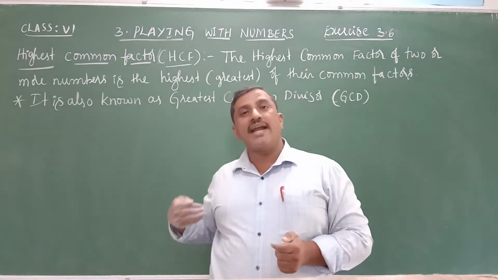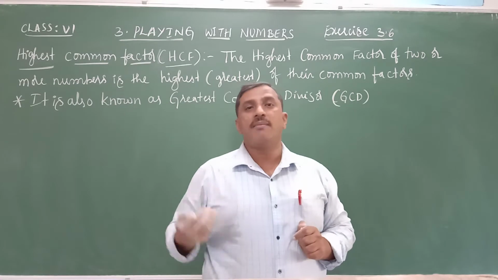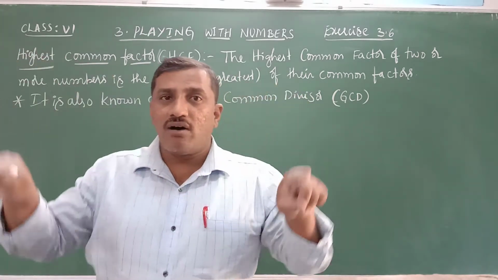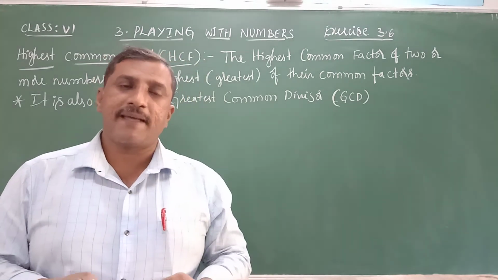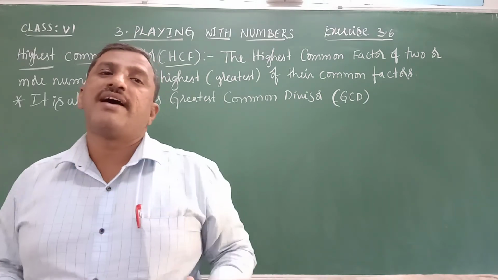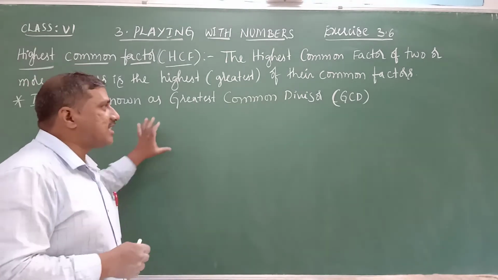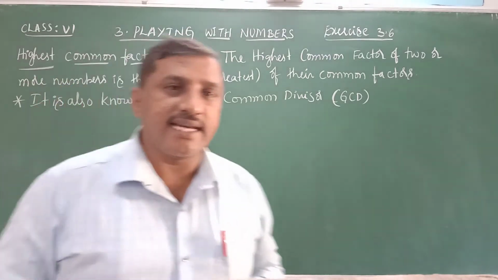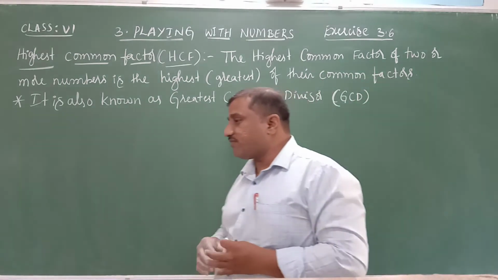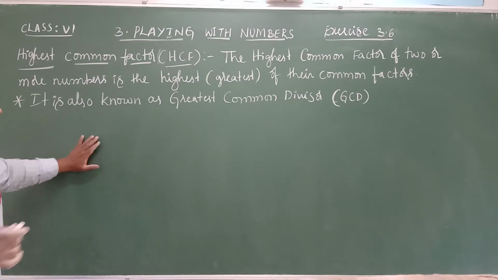Third step is identifying the highest common factor from all the common factors of the given numbers. This is one method, that is, writing all the factors of the given numbers and identifying the common factors. Among those common factors, identify the greatest or highest common factor. That is one method. The second method is the prime factorization method. Now let us discuss the first method, writing the common factors of the given numbers.